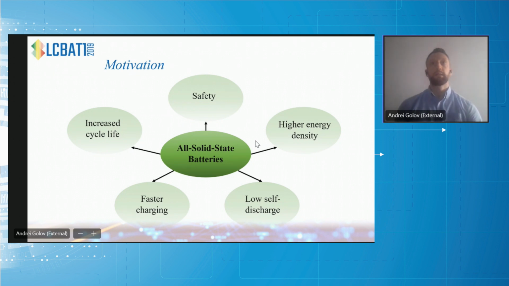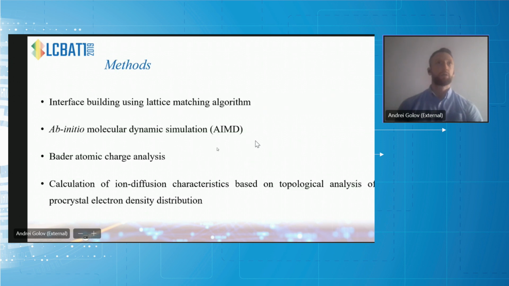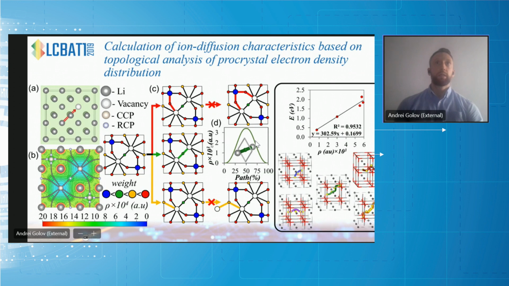One of the promising candidates is lithium thiophosphate chloride, on which we focus in this project, within this BLADE project. The main goal of this work is prediction of interfacial geometry, stability, and ionic diffusion characteristics of argyrodite solid electrolyte in contact with bare and coated lithium metal anode. To reach this goal, we applied the following techniques and methods. To calculate ionic diffusion characteristics, we use topological analysis of procrystal electron density distribution.